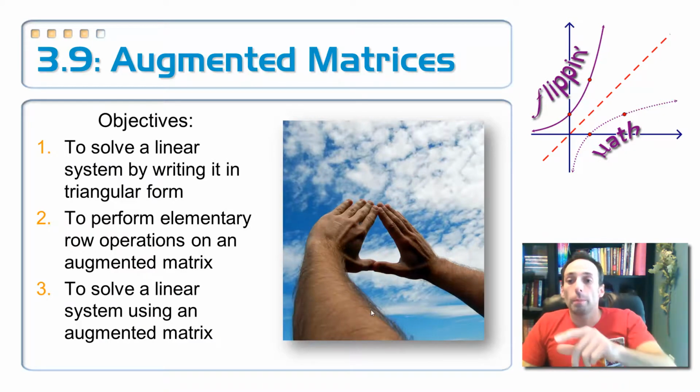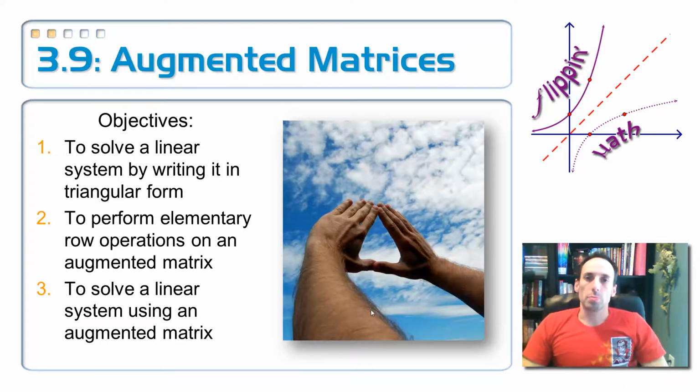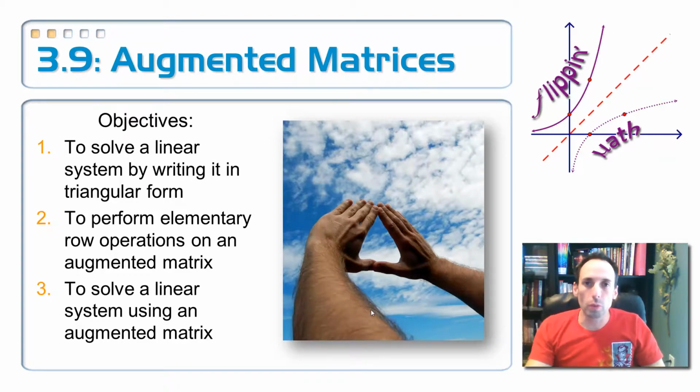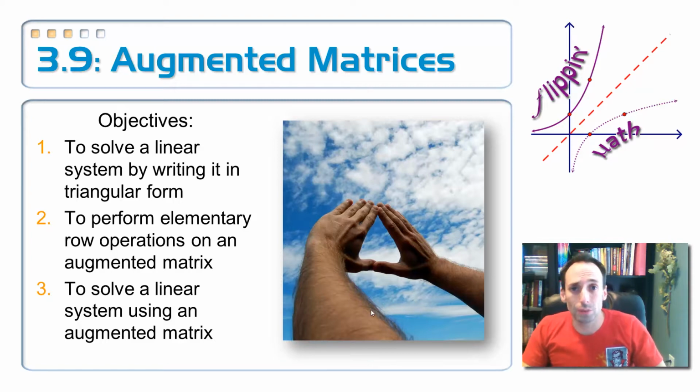You can see the guy making a triangle with his hands. We can perform elementary row operations on an augmented matrix, which means we can interchange two rows, multiply any row by a non-zero constant, and add a multiple of one row to another row to replace that row. And then finally, putting it all together to solve a linear system of equations using an augmented matrix in the calculator, that's reduced row echelon form, and it does it really quickly.